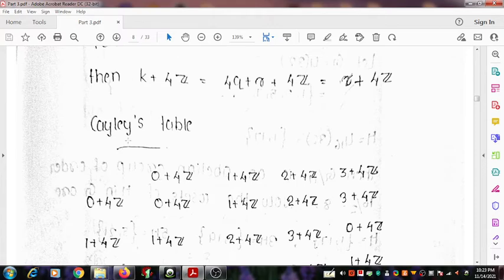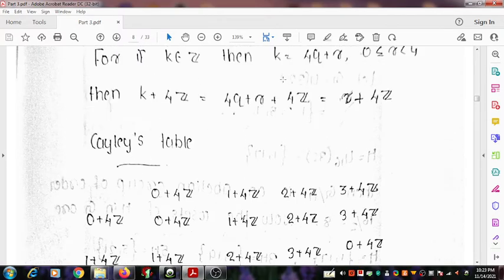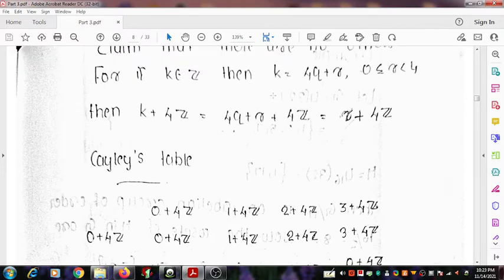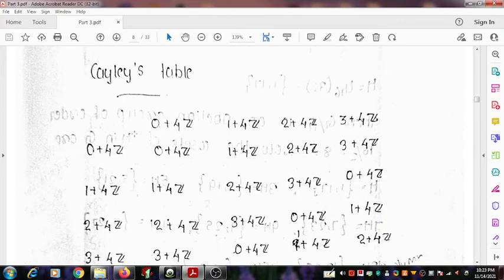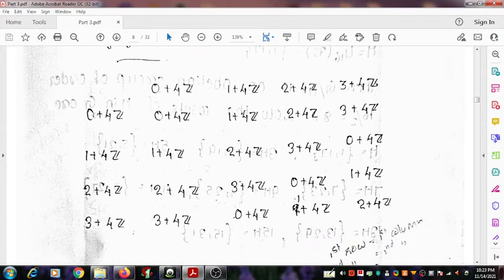We can prepare a table, called a Cayley table, using the information that we have from our past discussion. That information can be summarized here in a table. You can see the rows and columns in the table. In the first column, you can take the elements 4Z, 1 plus 4Z, 2 plus 4Z, and 3 plus 4Z.